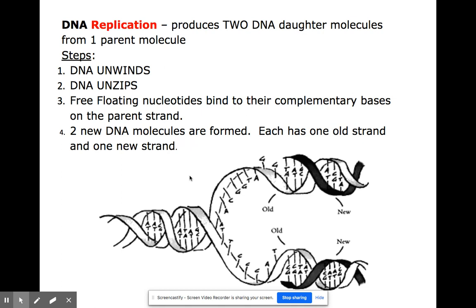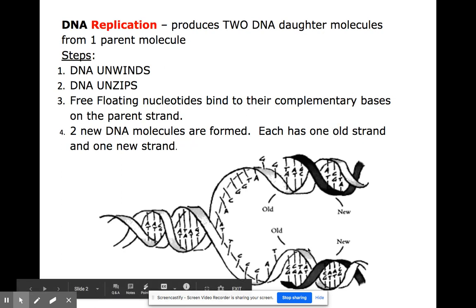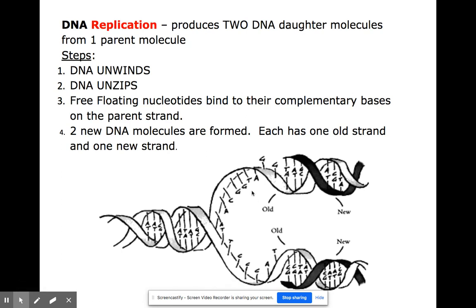DNA is very tightly bound together. It has to get a little bit looser for us to make a copy. So it's going to unwind and unzip. Once the DNA is unzipped, that's when we have all of our bases exposed. And this is when the free-floating nucleotides, the building blocks of DNA, can start coming in and pairing up with those exposed bases.